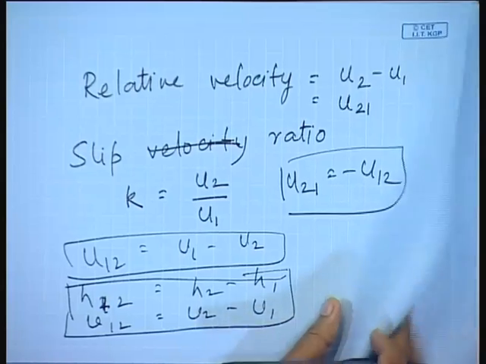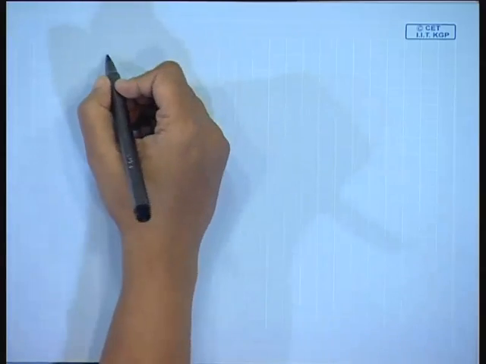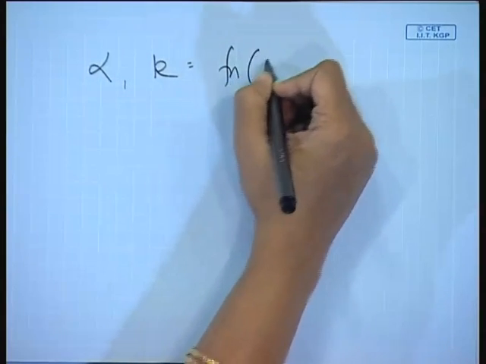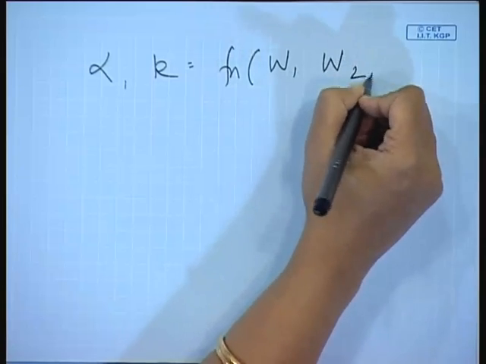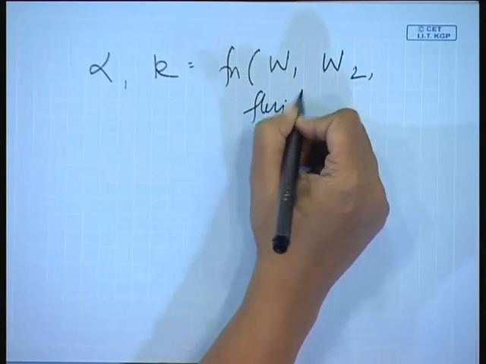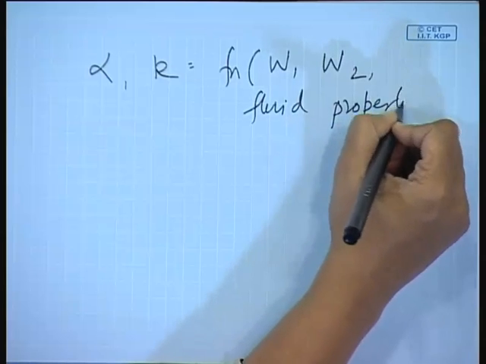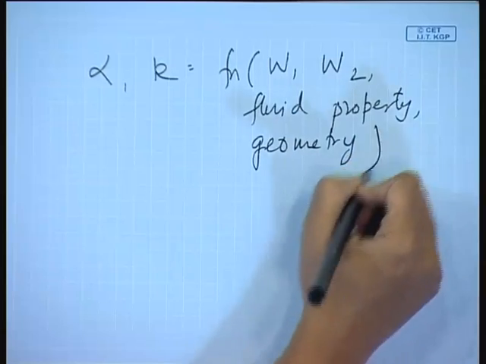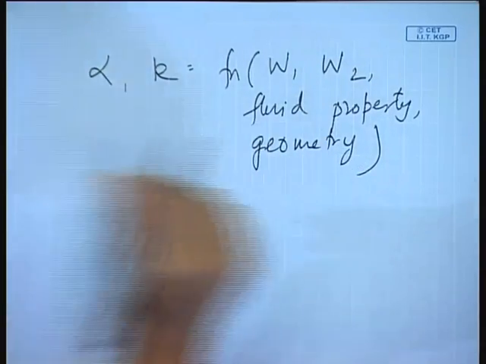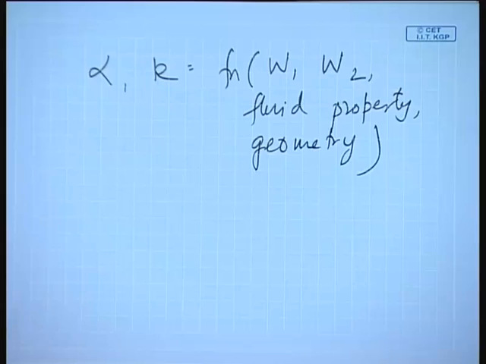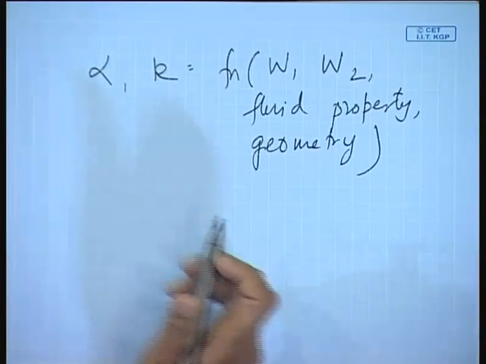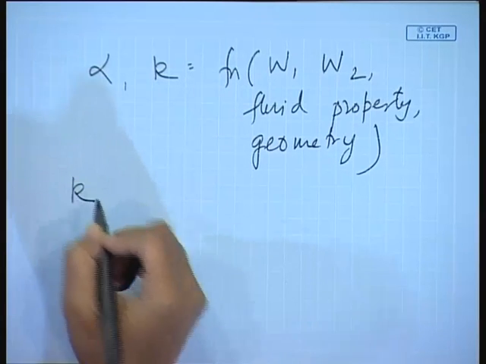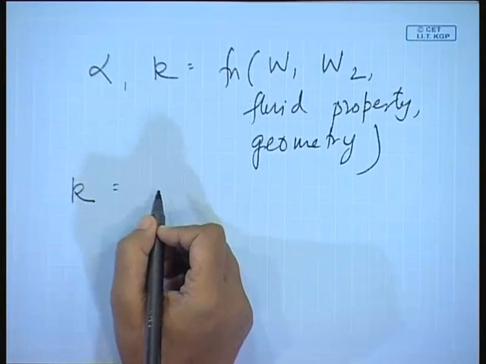This also you know, and remember one thing, both alpha as well as K, the slip ratio, are functions of W1, W2, fluid property as well as conduit geometry. So, they are functions of all these things. Okay. So, I would be ending up here. In the next class, what we will be doing is, we will be finding out a relationship between K and the other measurable and non-measurable parameters.